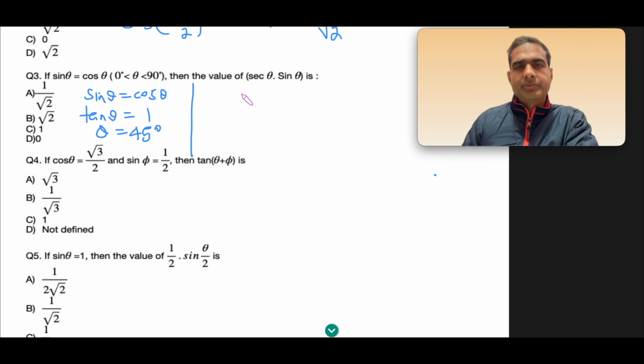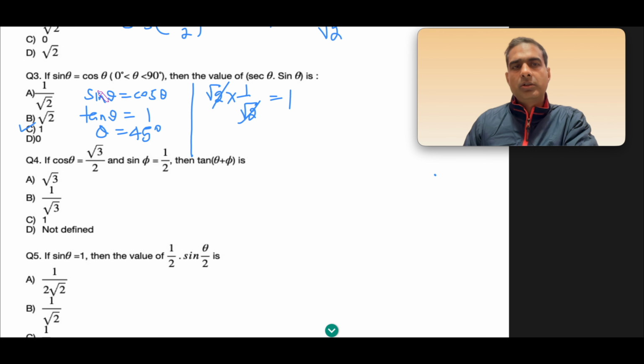Also we can substitute 45 degrees in place of theta. So sec 45 will be, as cos 45 is 1 by root 2, so sec 45 will be root 2, times sin 45, so 1 by root 2. So root 2 will cancel out, we will get 1. So our answer will be option C.